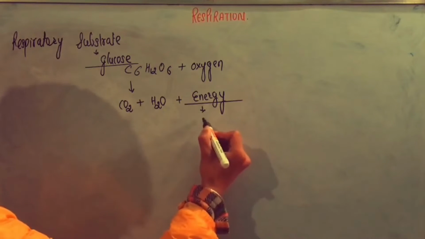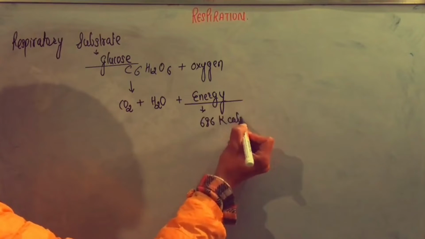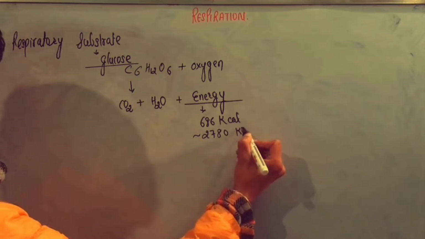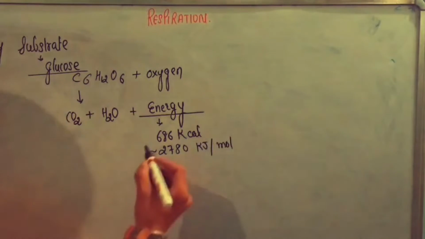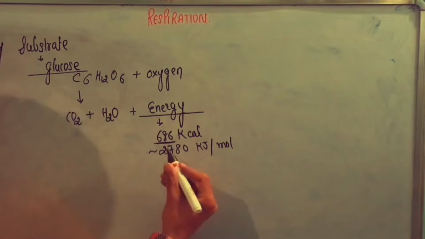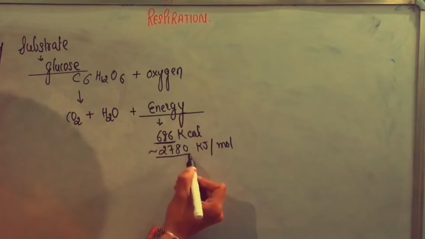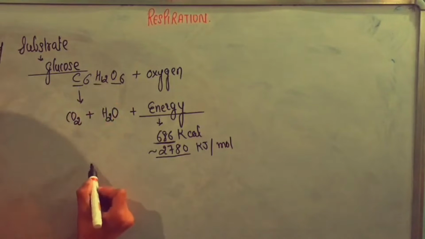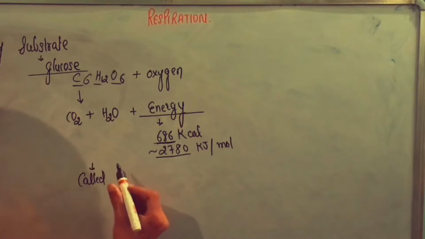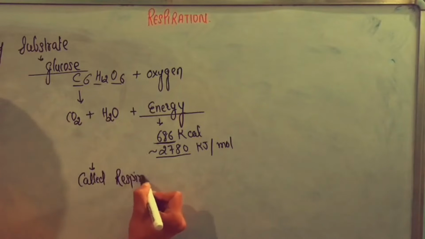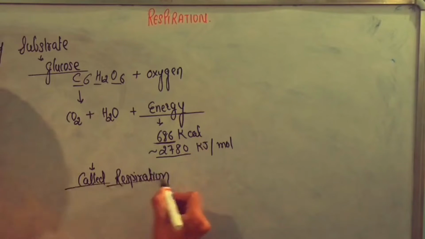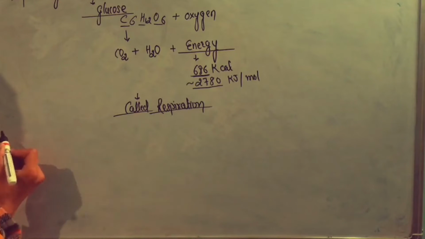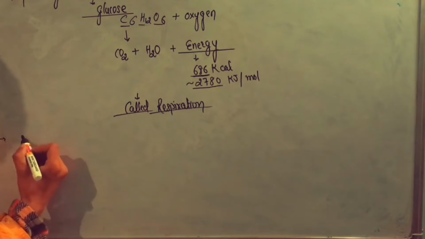The amount of energy is equal to 686 kilocalories per mole, or approximately 2780 kilojoules per mole. This amount of energy, released from one molecule of glucose, is called respiration. This energy is stored in the form of ATP, which is used to perform useful work. This whole process of respiration comprises many steps.